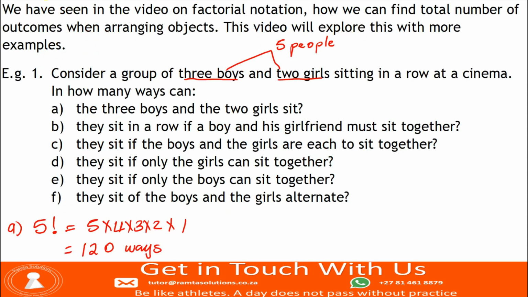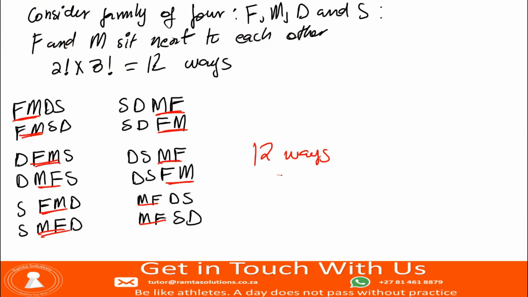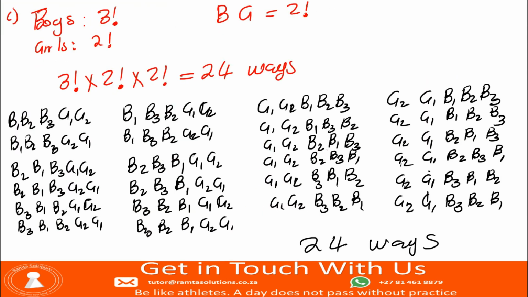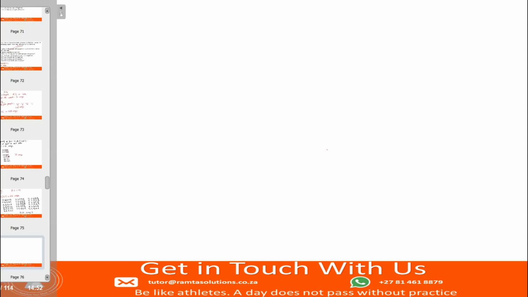So number D. Now, in how many ways can they sit if only the girls sit together? So now I no longer need to do that manual calculation. If the girls sit together, okay, so if the girls sit together, this is D.